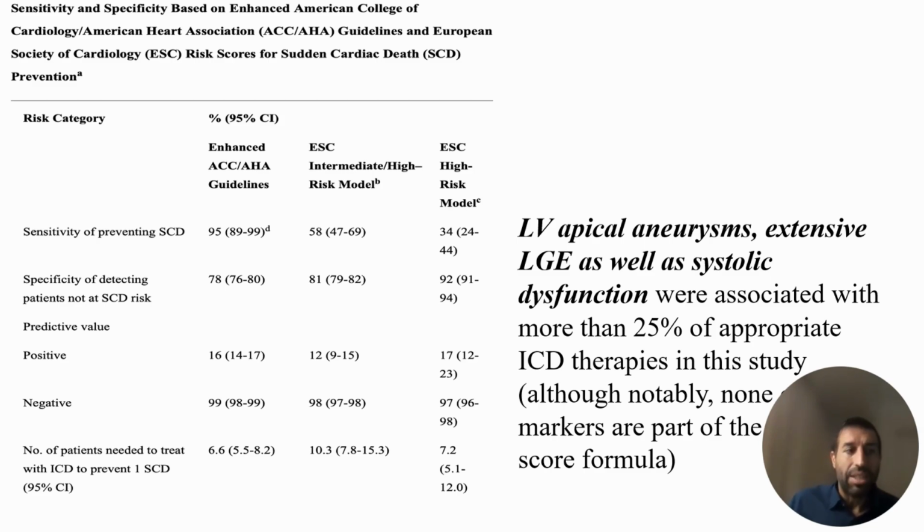Additionally, you can see that LV apical aneurysm, extensive LGE, as well as systolic dysfunction were associated with more than 25% of appropriate ICD therapies in this study. Although notably, none of these markers are part of the ESC risk score formula.